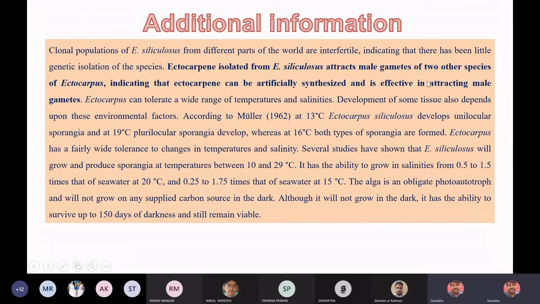There is one more slide I will not discuss. This is additional information: when and where the gametophyte will develop, when and where the sporophyte will develop. This slide shows what environmental factors help in the development of a particular stage, whether the sporophyte will develop or the gametophyte, whether unilocular sporangia will develop or plurilocular sporangia. By this paragraph you will try to understand that there are temperature, salinity, and pH level, so that we can also control whether our plant makes sporophyte or gametophyte. But all these are additional information.